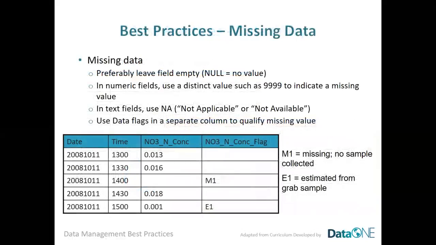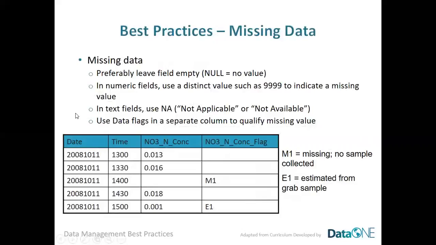Some additional best practices: if you have missing data, for example, you don't have a piece of data to enter within a cell, you can leave it empty if it's a numerical value. You can also put some sort of distinct value, such as 9999 or negative 9999, to indicate that there's obviously a missing value. If you have a text field, you can always enter NA for not applicable. And then when you create your metadata, you can describe what those values mean so that people understand it.